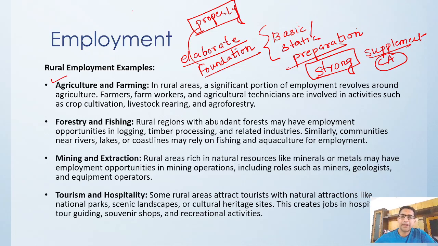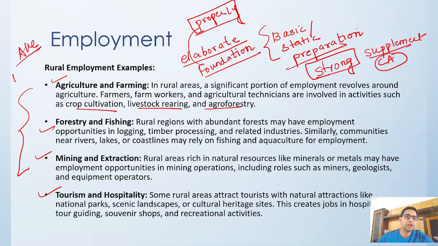So rural employment examples: agriculture and farming are there. Under agriculture, we have crop cultivation, livestock rearing, and agroforestry. Forestry and fishing are there, where forestry is mainly done in the jungles, and fishing in nearby lakes, coastlines, and various areas. Then mining, extraction, tourism, and hospitality. These are all very important basic activities under which people are employed in our country.